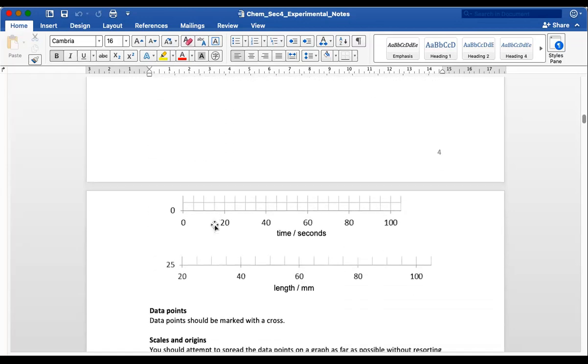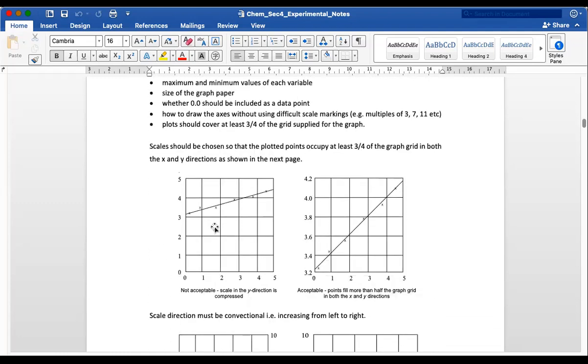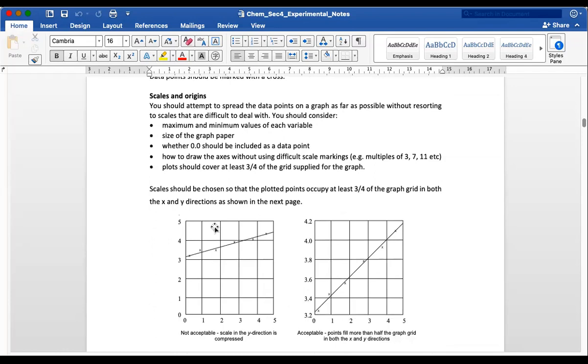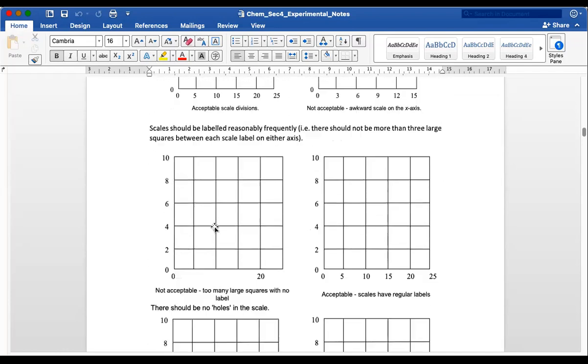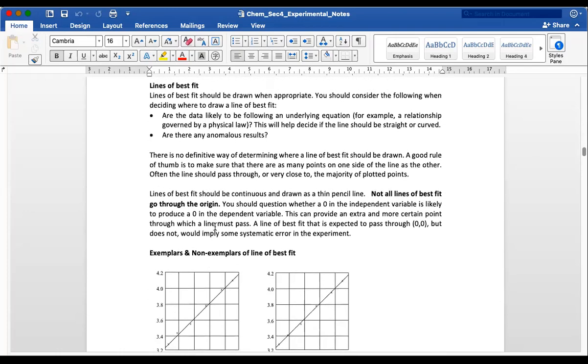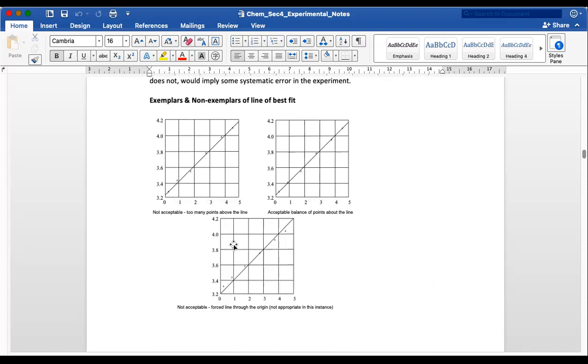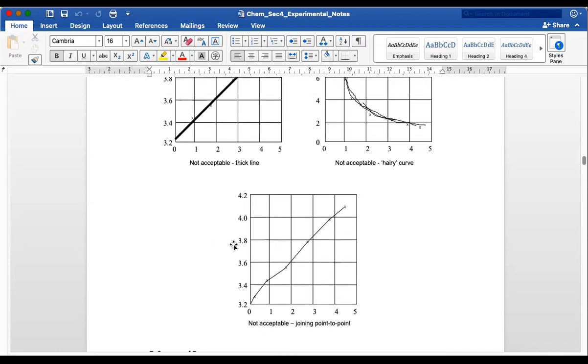Drawing of graph, what to take note of, some of the pointers, including exemplars and non-exemplars, so that they avoid making mistakes in drawing graphs. All right. Line of best fit, what do you mean by line of best fit? So the line of best fit need not cut through every single point, okay? It is the best average of all the points, all right, to minimize random error. And how should the line be drawn?